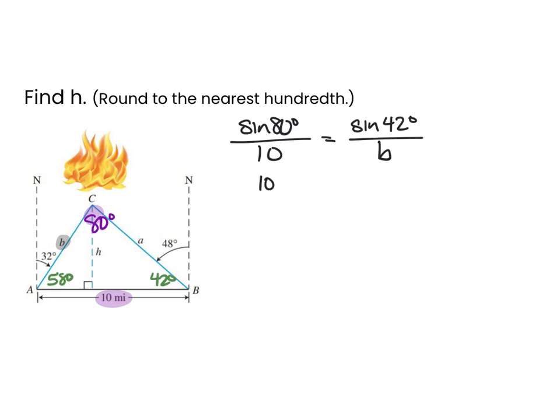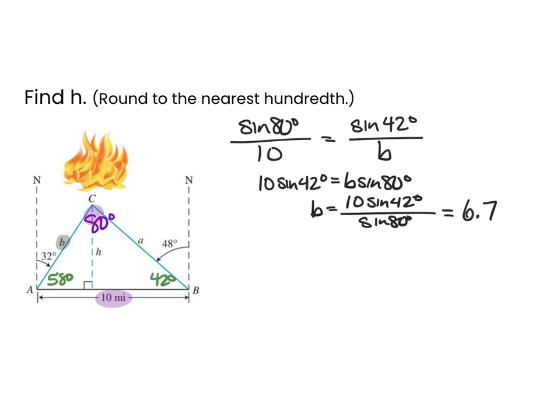We solve for B by cross multiplying and then dividing to get that B is equal to 10 times the sine of 42 degrees over sine of 80 degrees. Type it on our calculator and we would get 6.795. I'm going to keep 3 decimals for now.